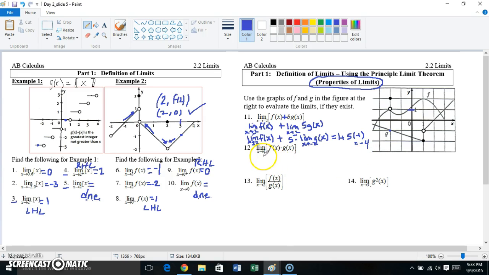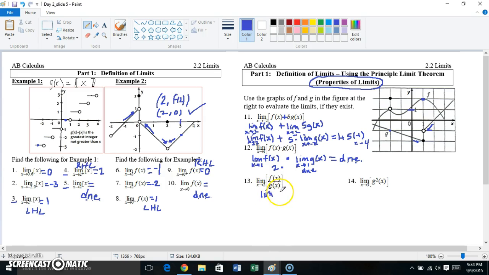Okay. Number 12, we have the limit of a product. The limit of the product is the product of the limits. Okay, here we're looking as x approaches 1. All right, the limit of f of x as x approaches 1 is 2. The limit of g of x as x approaches 1, well, on the right it approaches negative 1, on the left it approaches negative 2. This limit doesn't exist. So we're going to say that this limit of the product does not exist.